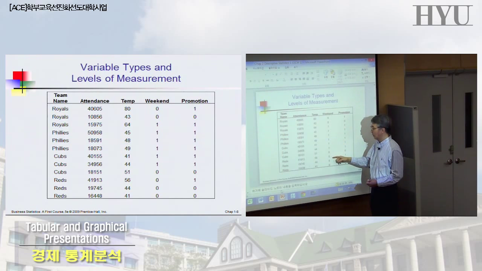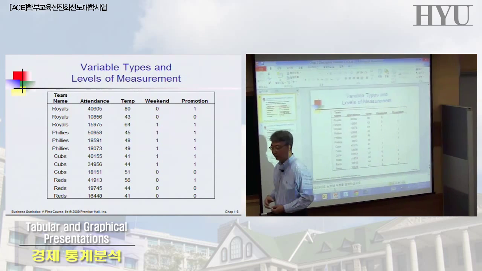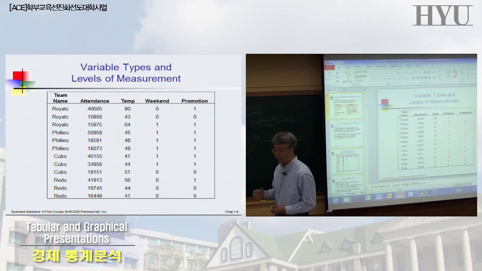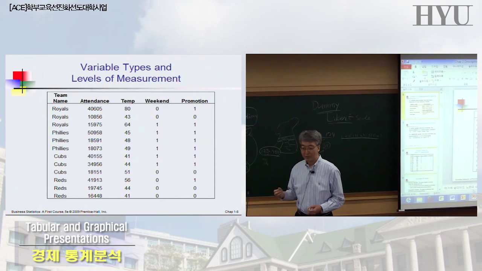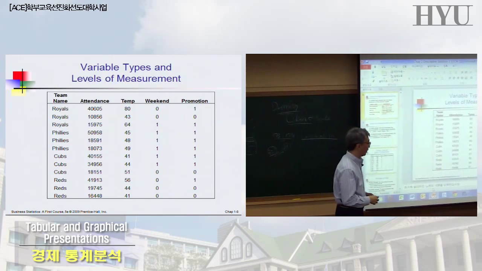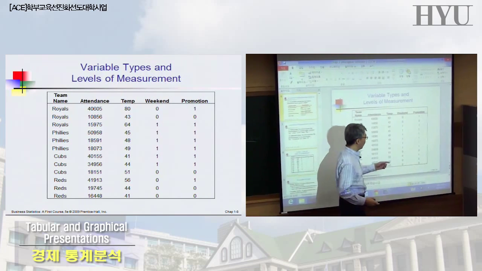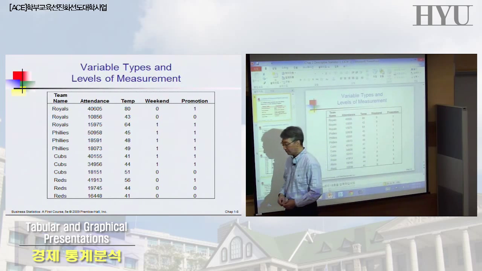All right. Same thing here, promotion. Sometimes they have some promotion, right? In order to attract more crowd, they have baseball cap day, so everybody who comes in gets a baseball hat. Or sometimes they have fireworks and so on. So whether there was any type of promotion or not, that's the artificial variable.